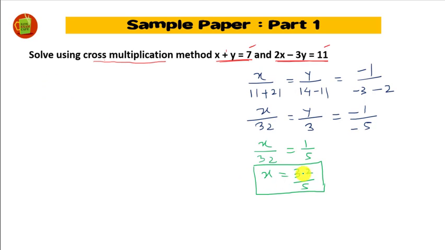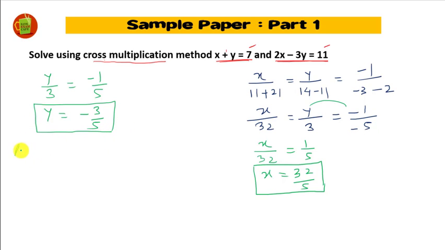Here we are not solving by the elimination method. By comparing these two, we get y upon 3 equal to minus 1 upon 5. So take 3 to this side and you will get y is equal to minus 3 upon 5. So you have got the value of y. This is the important step, so highlight it, and at the end write the answer whatever you have got.